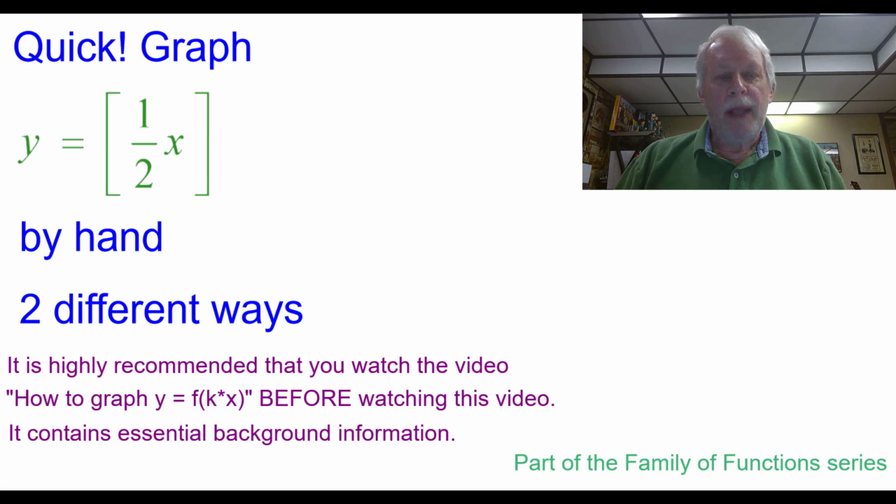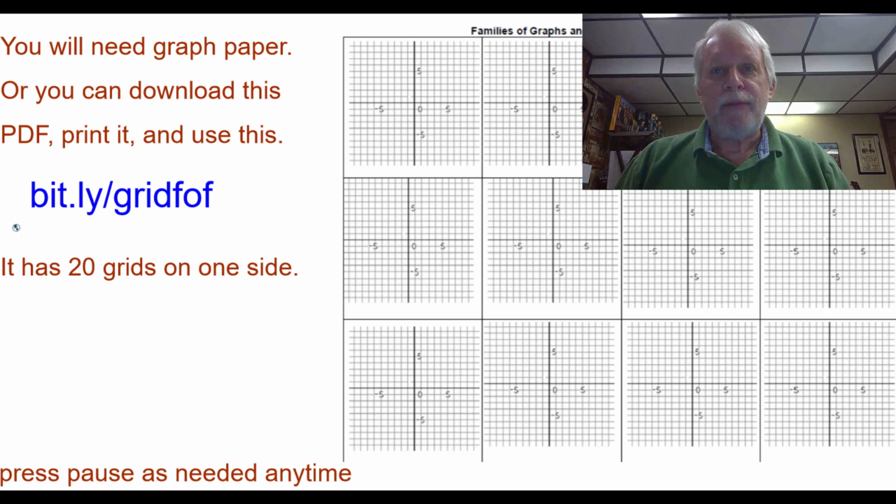Quick, graph y equals the greatest integer of the quantity 1/2 times x by hand 2 different ways. It is highly recommended that you watch the video How to Graph y equals f of the quantity k times x before watching this video. You will need graph paper or download this PDF and print it, and press pause as needed anytime during the video.